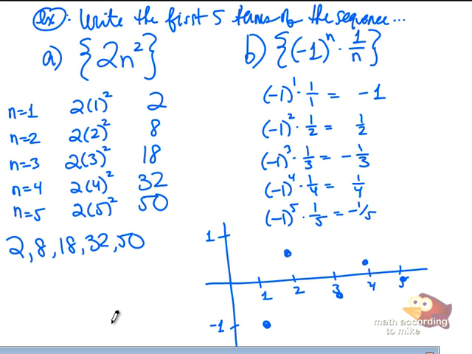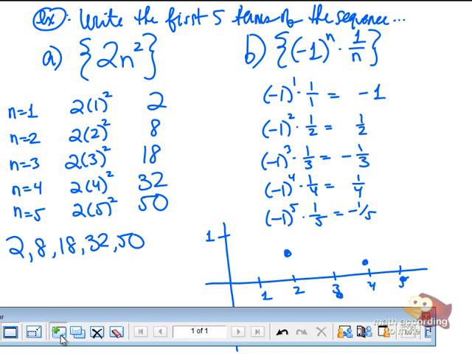We're going to now flip it around. Instead of me giving you the general term and asking for the values, I'm going to give you the values and ask for the general term. So here we go. Oh, I need a new slide. Determine the general term for the given sequence.